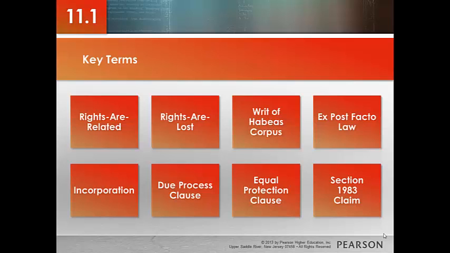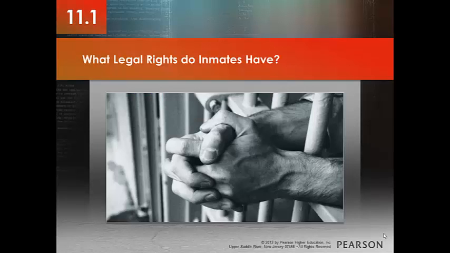Section 1983 claim. This is a claim brought under the authority of U.S. Code Title 42, Section 1983, that civil rights have been violated, and it comes from the Civil Rights Act. Prisoners have used this federal law as a basis for claims ranging from religion, inadequate health care, staff brutality, to inmate-on-inmate assaults.